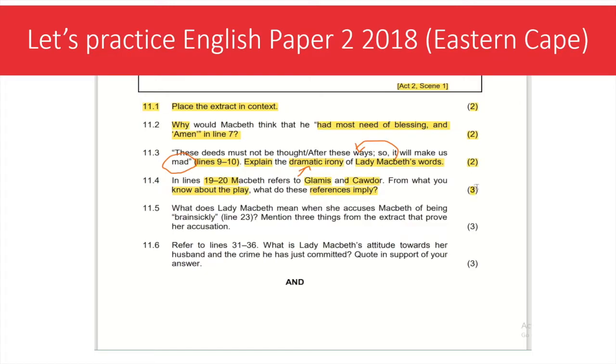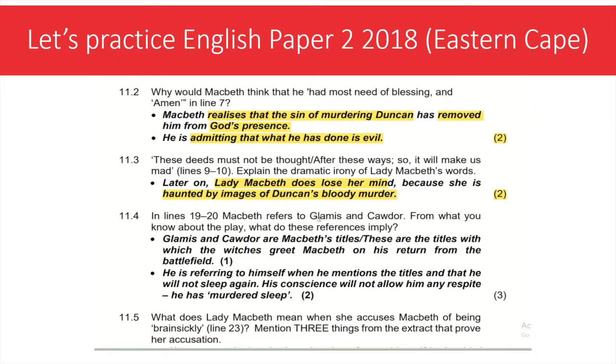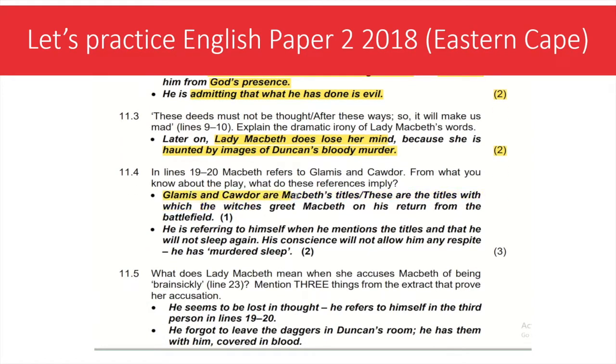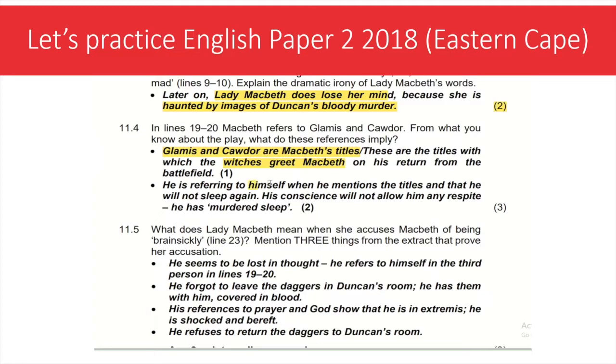For 3 marks. So we know that he is the Thane of Glamis. This is what he was before the play started. And now he became the Thane of Cawdor, when it ties in with the witches' prophecy and all of that. So knowing this, what does it imply about the play? Let's have a look. Glamis and Cawdor are Macbeth's titles, or you could have said these are the titles that the witches greet Macbeth with. And he's referring to himself when he mentions these titles, and that he will not sleep again.